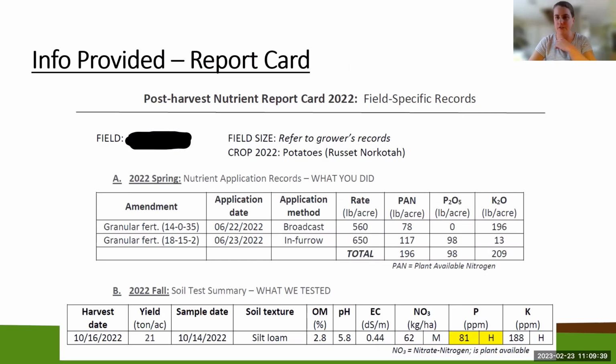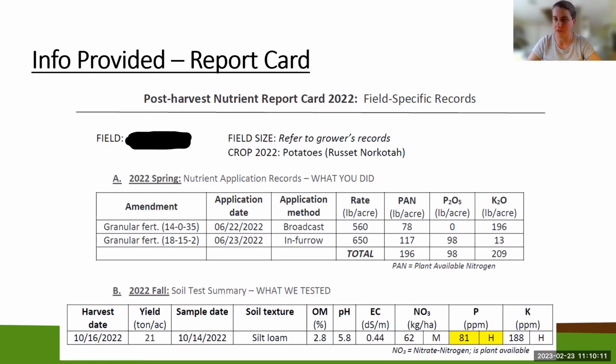So I take the information that the growers provided to me, and in this first table here, this is just a summary of the input information that they gave me for that field. The next table is a summary of what happened in the season. So first we've got some yield information, and then we have reporting back of some of the soil test values summarized here.